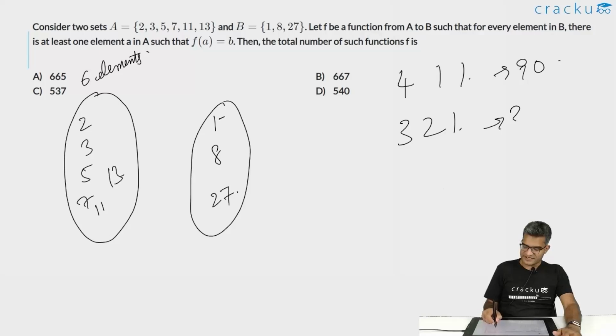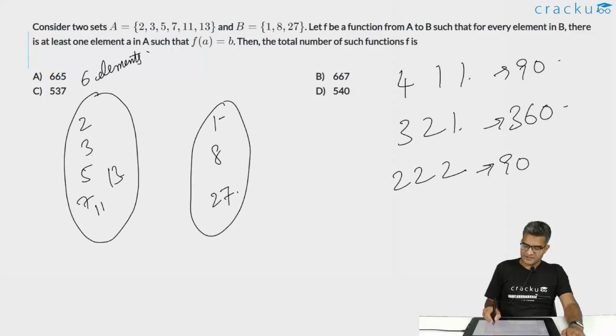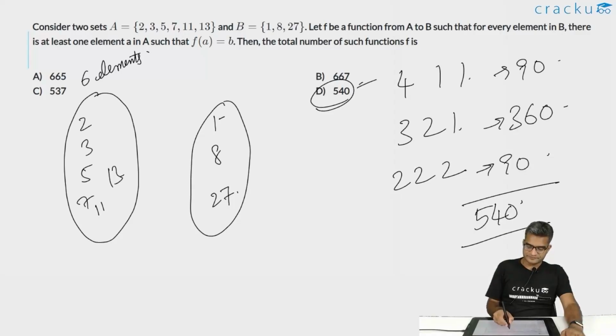This can be done in 360 ways. Or it can be that of all the 6 elements, 2 are attached to 1 element, the remaining 2 are attached to another element, and the last 2 are attached to the third element. This can be done in 90 ways. Overall, the total number is 540, which is option D.